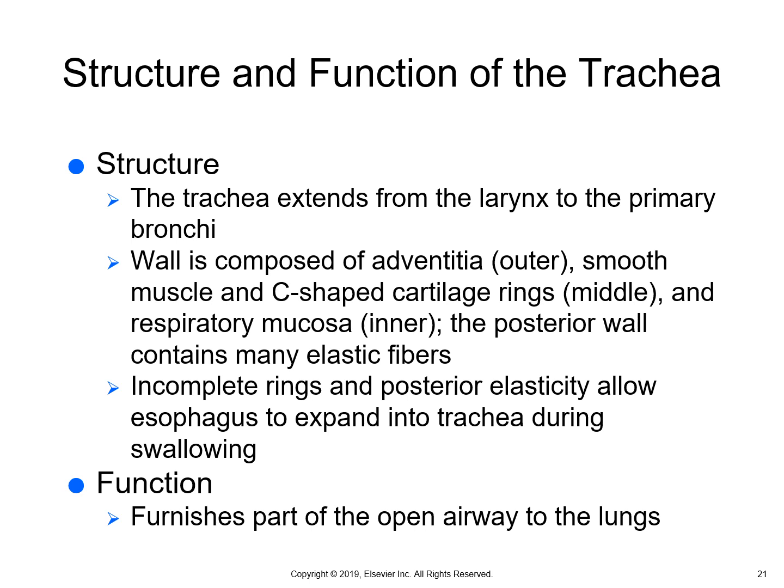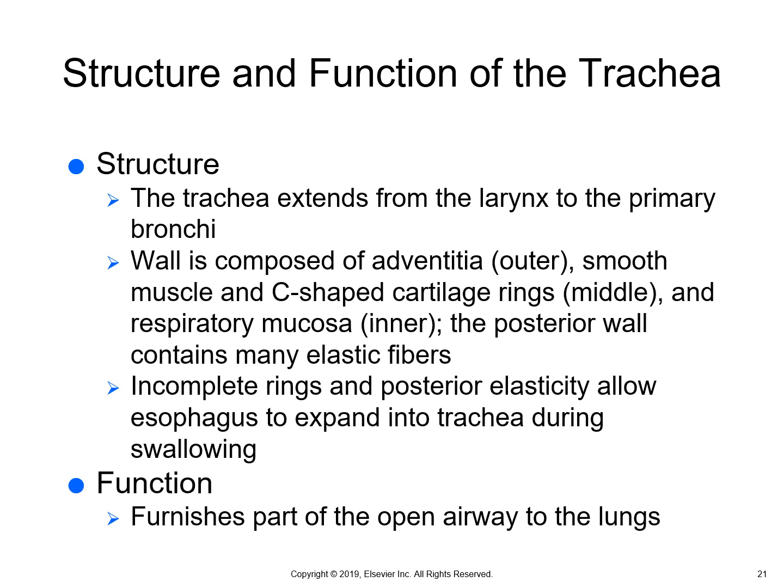In terms of the structure, when we say location and length, the trachea extends from the larynx to the primary bronchi, where it branches into our right and left lung. It's about 4 to 5 inches or 10 to 12 centimeters long, and it's about 1 inch or 2.5 centimeters in diameter.